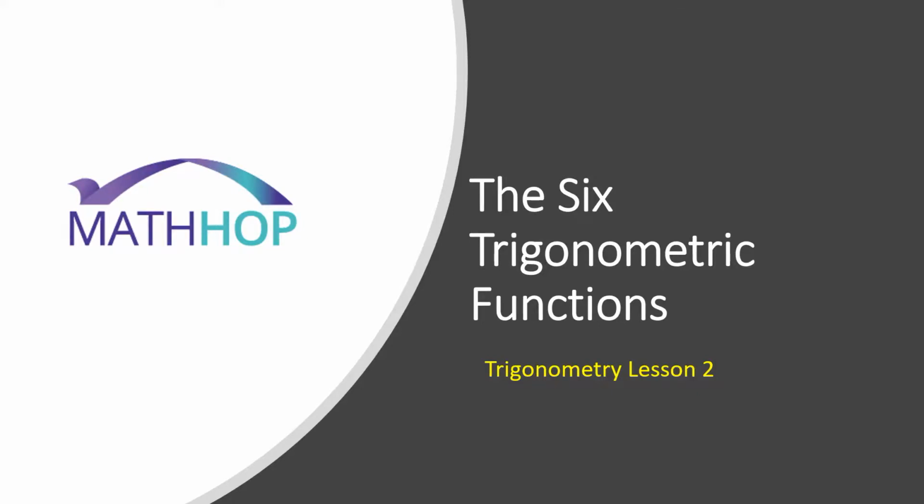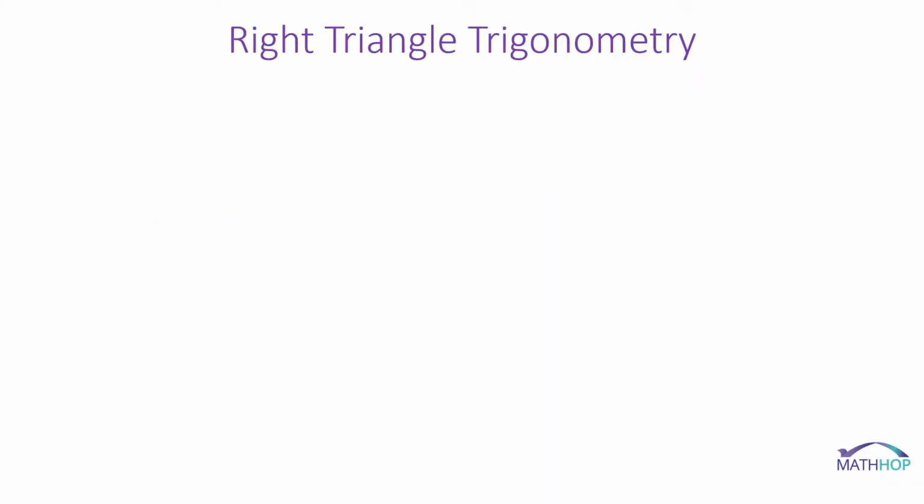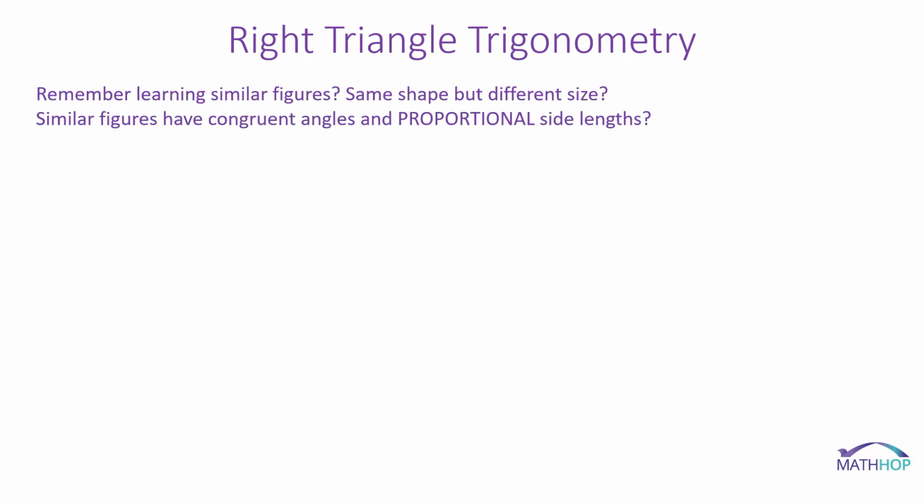Hey there, math hoppers. In this video lesson, we'll learn all about the 6 trigonometric functions and how to solve problems with them. So this is the basis for right triangle trigonometry. And if you remember learning about similar figures, those figures that had the same shape but were different sizes, because even though they had congruent angles, the side lengths were different but proportional, well, that's the basis for right triangle trigonometry.